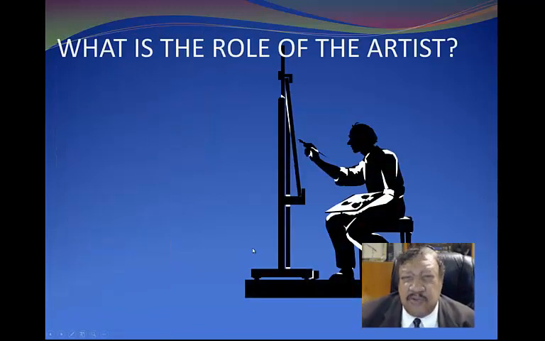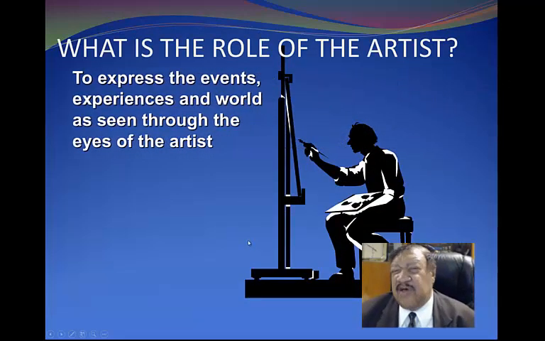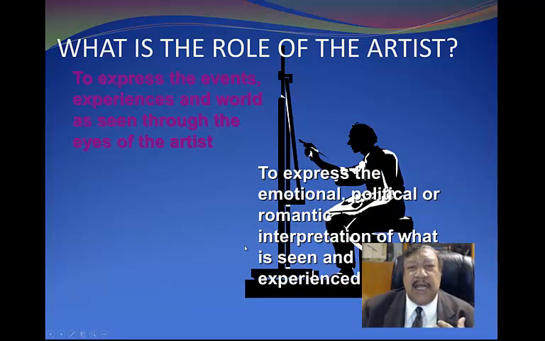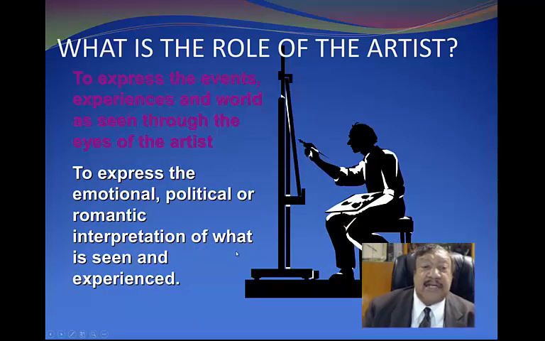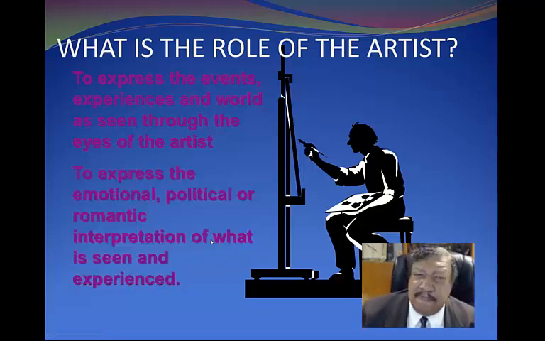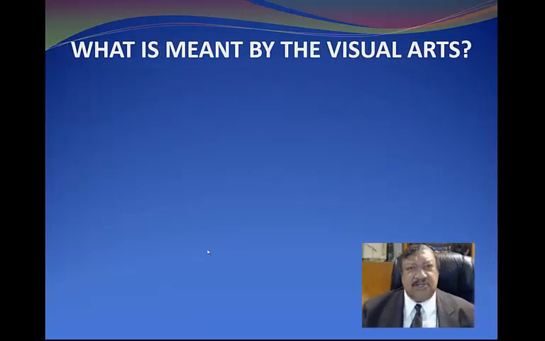So the role of the artist is very, very simple: to express events and experiences and the world as seen through the eyes of the artist. And secondly, to express the emotional, political, or even romantic interpretation of what is seen. But it keeps going through the eyes of the artist and may or may not be actually the way things are. So in this course, there are many arts, but it's a visual arts course.